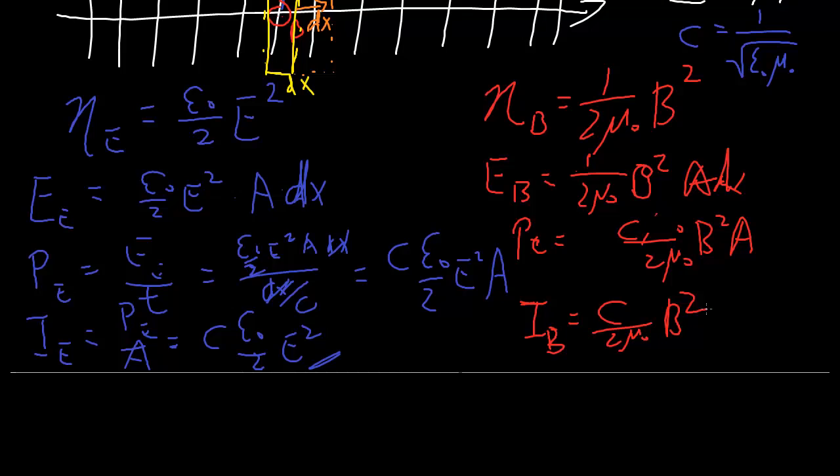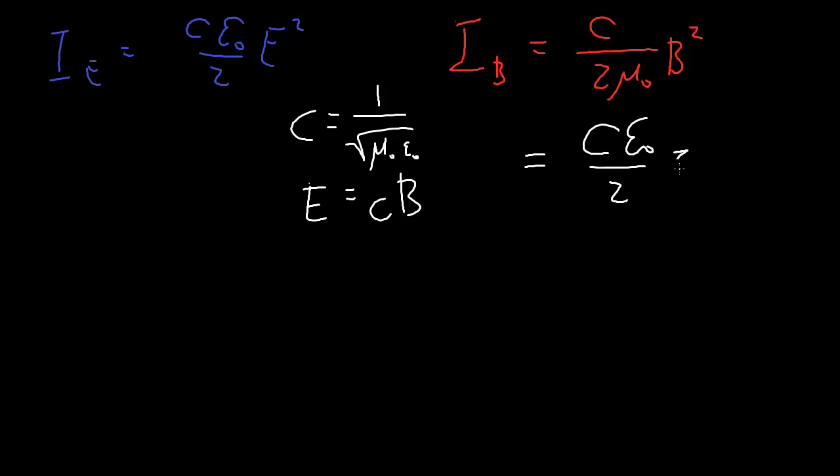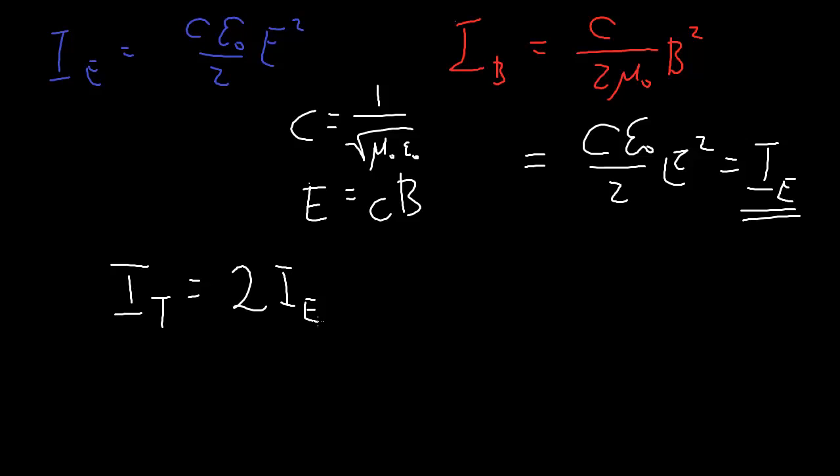Now, one interesting thing to notice though, the total intensity of course is both of them combined, but if you look at just the two intensity expressions, using once again c is equal to 1 over the square root of epsilon naught mu naught, and that we remember from the Poynting vector E is equal to c times B, putting all that in here, we find that this simply becomes that, which is the same as that. So the total intensity is twice as much as the intensity of just the electric part, which is equal to the intensity of the magnetic part. So even though because of E equals cB, we often like to talk about just the electric part, both parts are equally important in the sense that they both transport the same power.